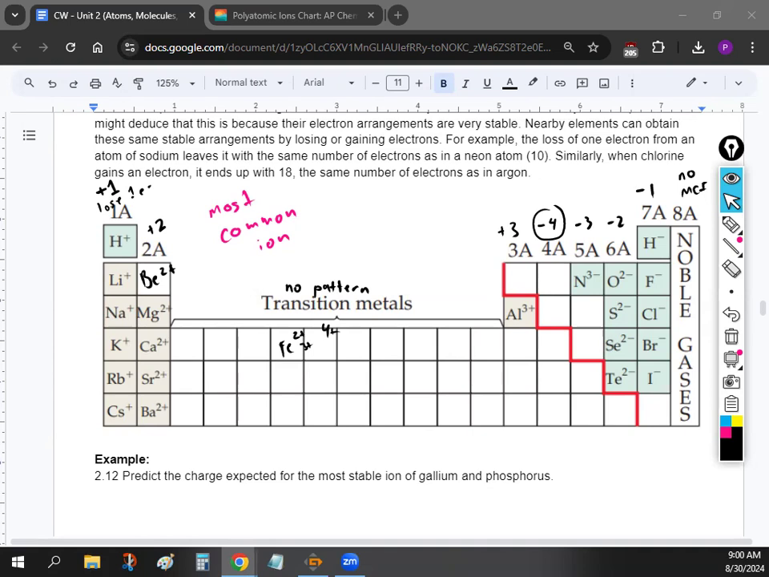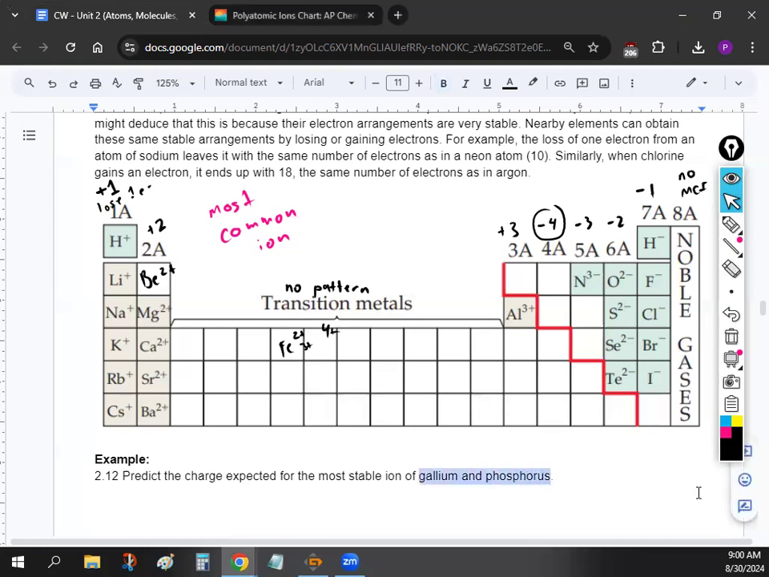Good question though. All right, real quick, I want you guys to take a minute. I haven't taught you this yet, but based on the pattern, I want you to figure out the MCIs for gallium and phosphorus. Write it down on your paper, check with the person next to you to make sure they got it right, and then we'll go over it in 1 minute.